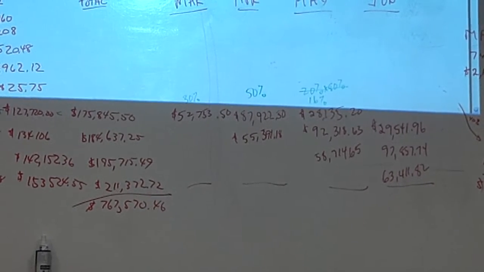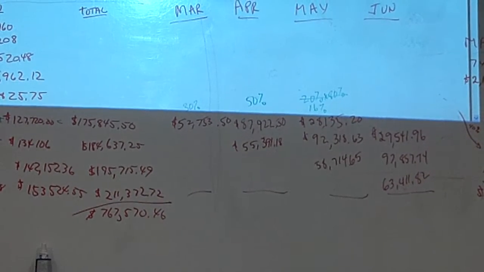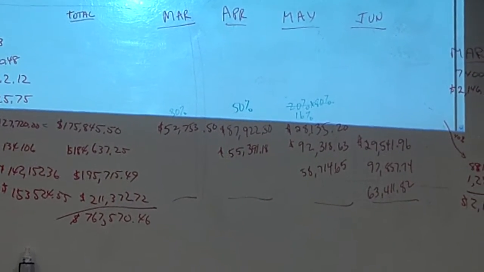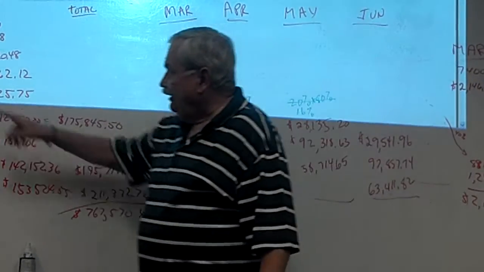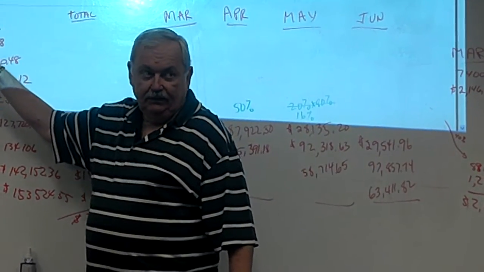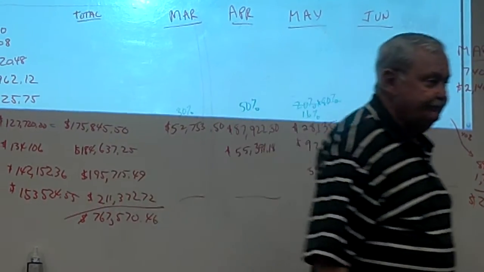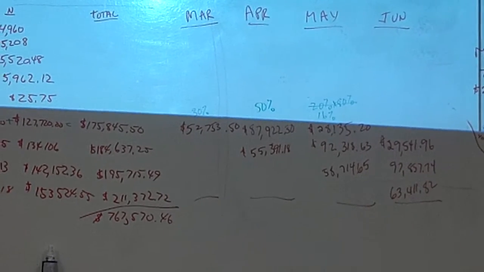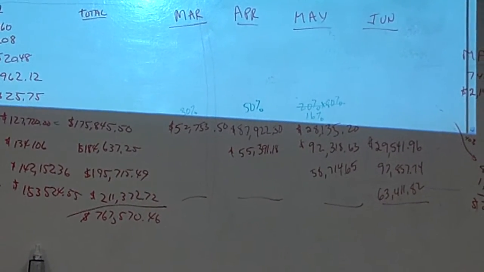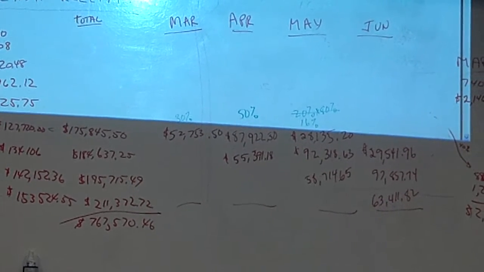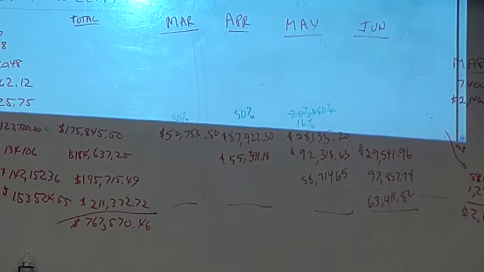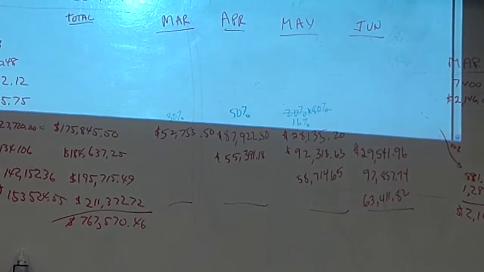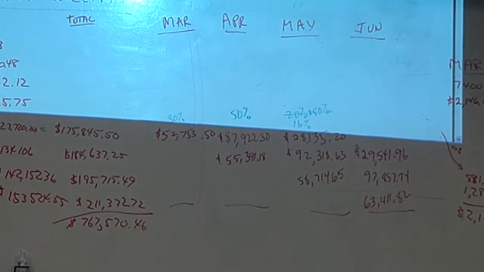Okay, so you can see on a spreadsheet how cool this would be, because all you have to do on a spreadsheet is put in the sales numbers and everything else gets generated. Okay. Any questions so far?